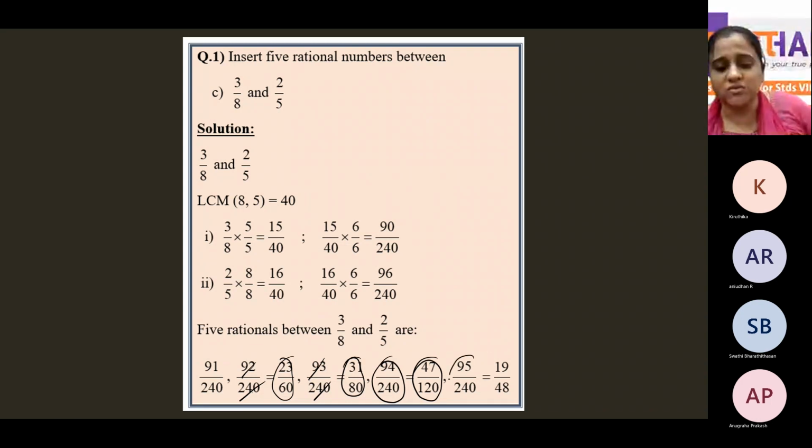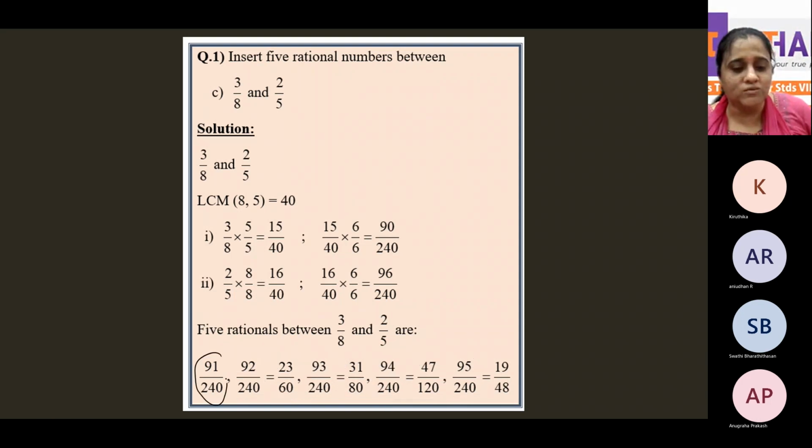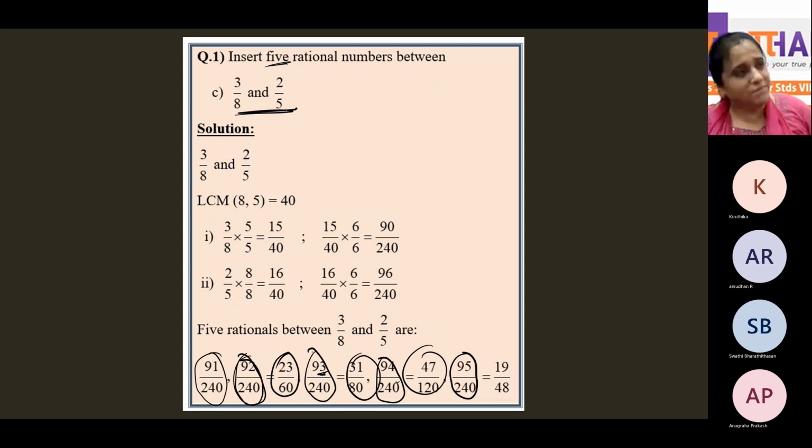So again, this one, see, one minute. See here, can you see 91 by 240, 92 by 240, 93 by 240, 94 by 240, 95 by 240. These are 5 rationals between these two. Now this 92 by 240, you can simplify, which is this. This one can be simplified. This one also can be, that simplified version I've written immediately. That's all it is.